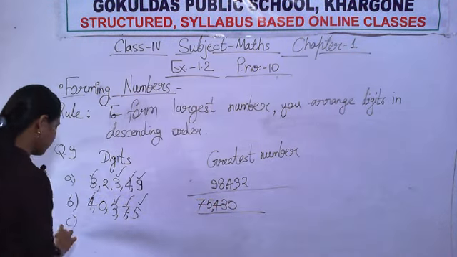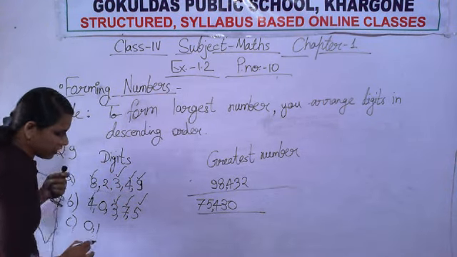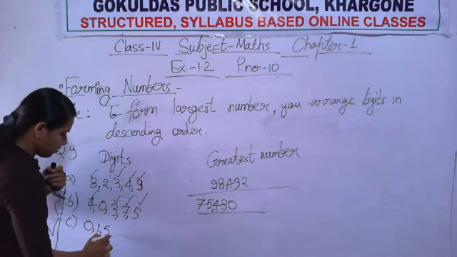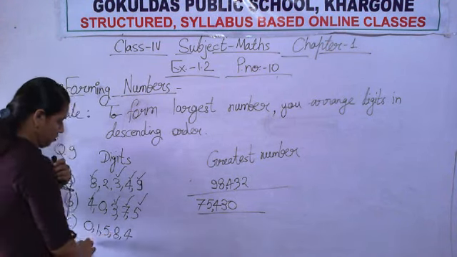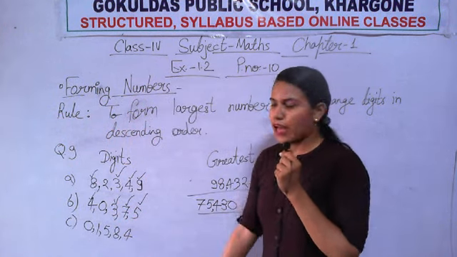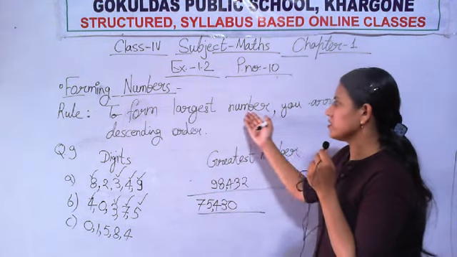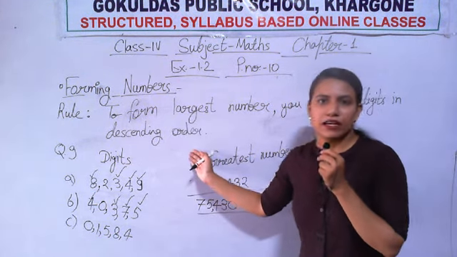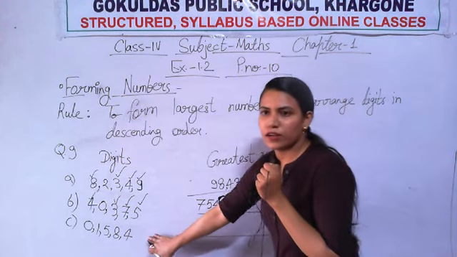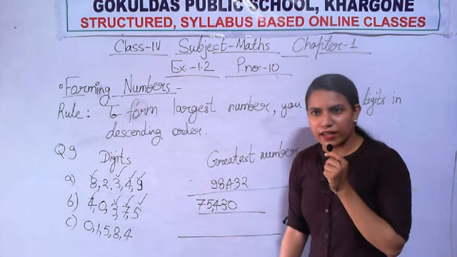Okay, let's do the next one, C. In C also 5 digits are given: 0, 1, 5, 8, 4. In part C, 5 digits are given, and to form the greatest number or largest number, what do you do? You arrange digits in descending order, right? And you want to write the greatest number using these digits. So arrange them in descending order.